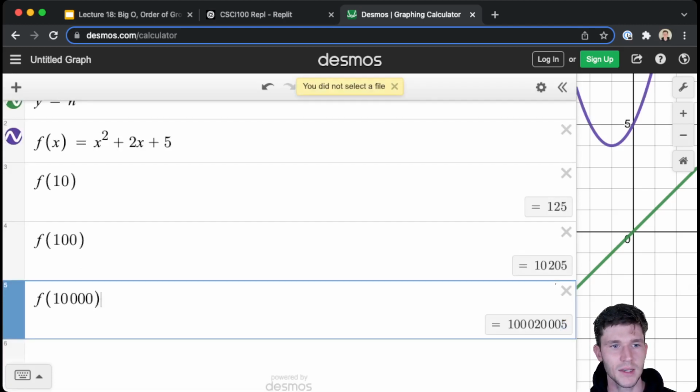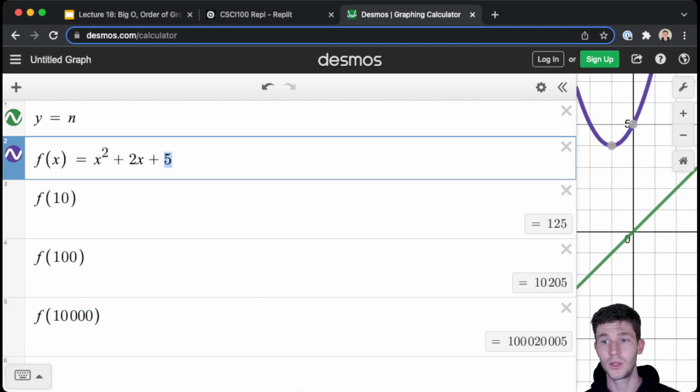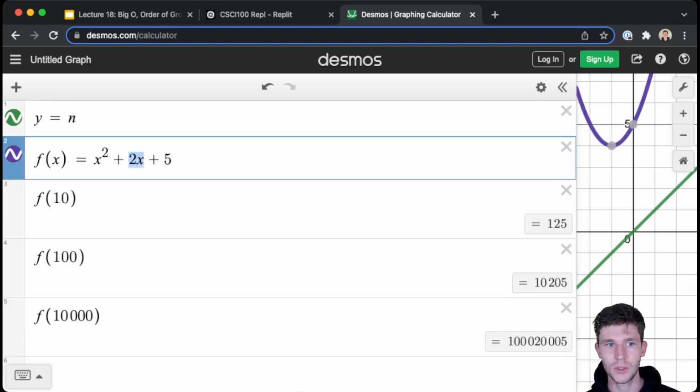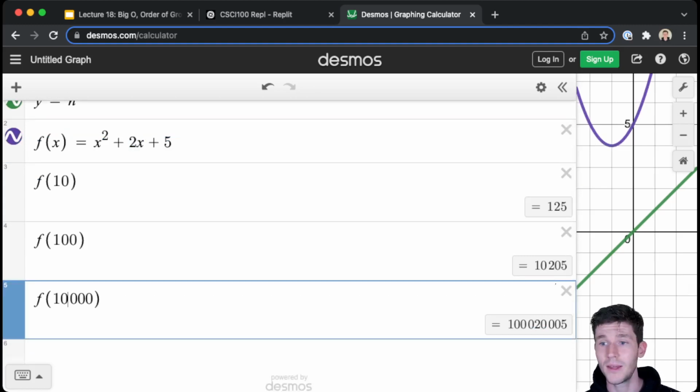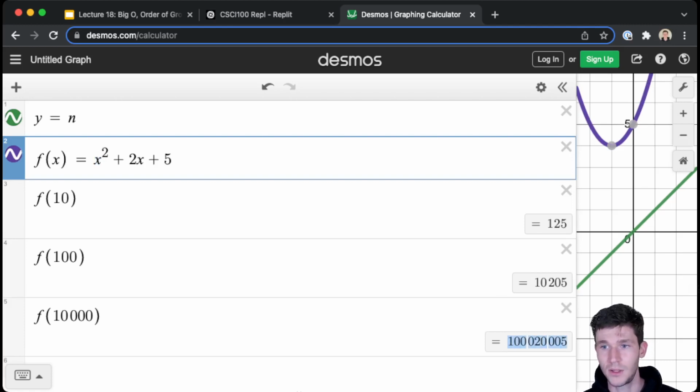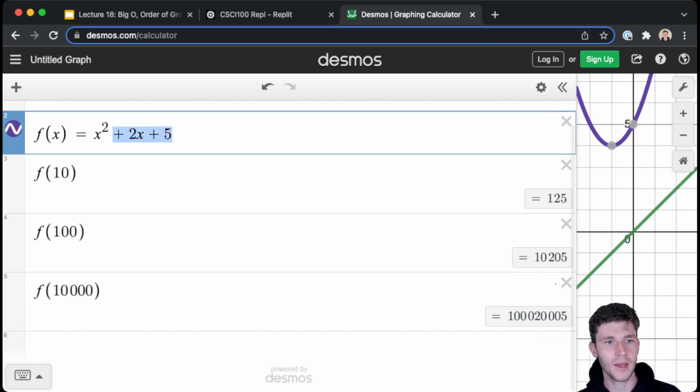And so notice that for f of 10,000, as 10,000 keeps getting bigger and bigger, the constant term here, which is the lowest order, contributes 5 out of 100 million. This middle term, 2x, contributes 2 times 10,000, so 20,000 out of 100 million. And x squared contributes 100 million. And so as the number keeps getting bigger and bigger, the x squared term is making up the bulk of our result. And so that's why we can kind of ignore these lower terms.